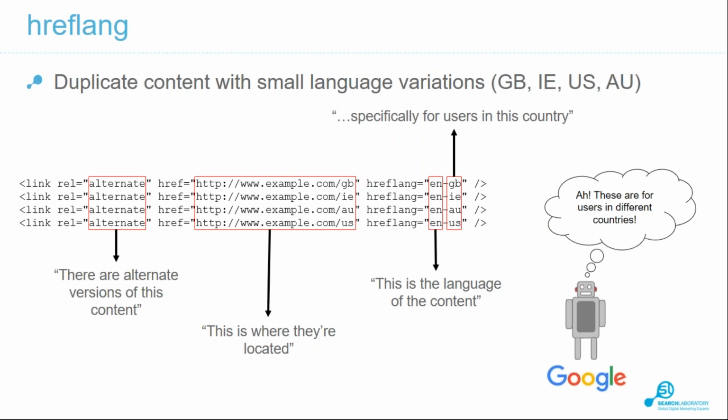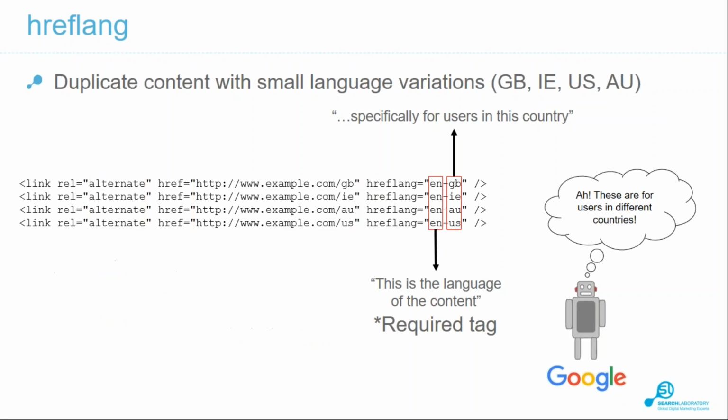Now Google's understanding after seeing this code, it recognizes that despite the fact that all this content is in English and potentially 100% identical, it recognizes now that it's for users in different countries around the world, so it can serve it accordingly. Now an important thing to note about the code, this is a required tag. So hreflang is primarily a language tag, so you always have to specify the language of that piece of content. In this case it's English, so simply stating that all pieces of content are in English wouldn't really help Google in terms of ranking that content correctly.